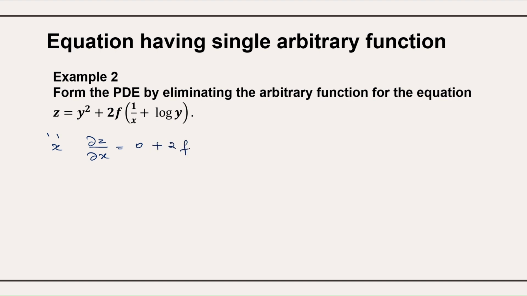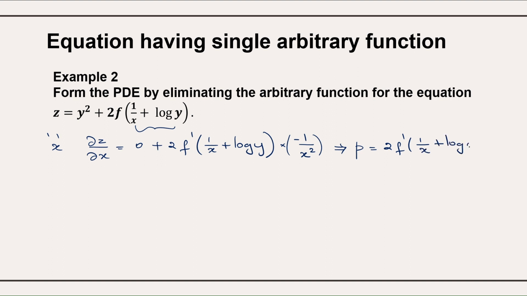Next term will be 2 into f dash of 1 by x plus log y, and then we have to differentiate this term again with respect to x. With respect to x, the differentiation of 1 by x becomes minus 1 by x square. That's it, because plus log y will become 0 here. So this equation can be written as p is equal to 2 into f dash of 1 by x plus log y into minus 1 by x square.